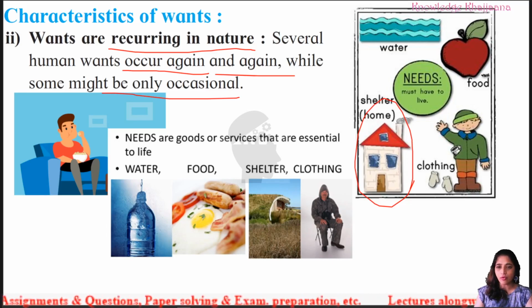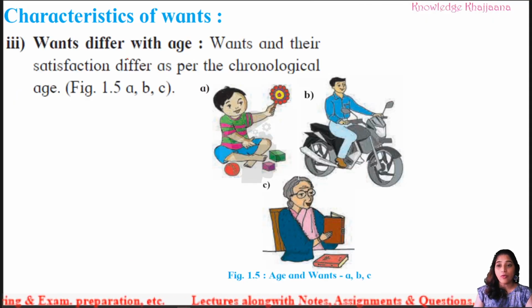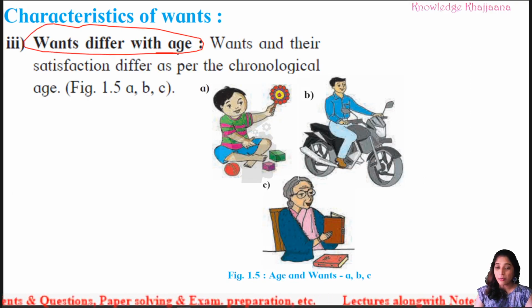The third characteristic of want is that wants differ with age. All of you must be agreeing with this. All of you at this age, what do you want? A mobile phone, right? A smartphone or laptop or game laptop. But will your grandmother and grandfather be happy with your mobile? If you offer them a smartphone or a game laptop, will they be happy with it? No, because they don't want it. Similarly, your grandparents don't want a motorcycle. So why? Because wants differ with age.